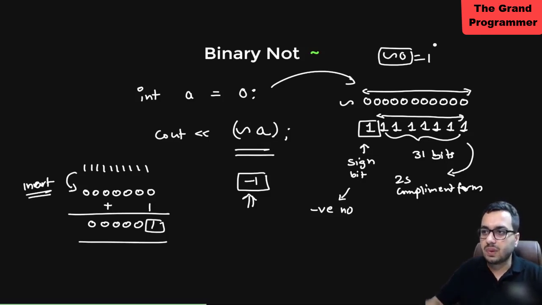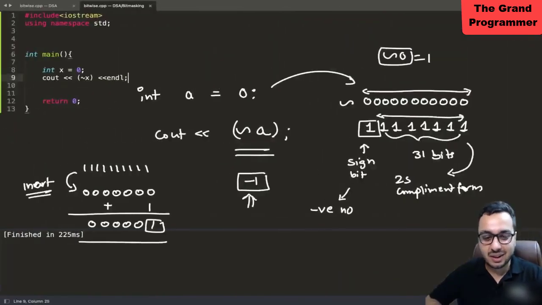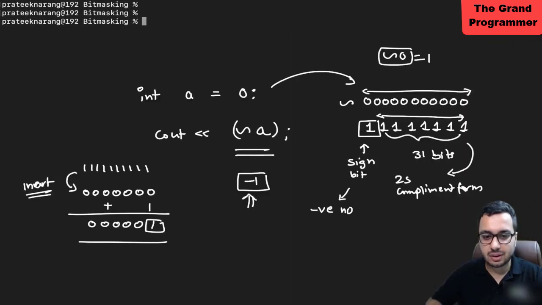Okay, so this is something you can try on your own as well. Okay, if you don't trust me, I am going to show you the demo as well. So I have this code where I have x is 0 and I'm doing cout NOT of x. So let us run this code and see what we get as an output.